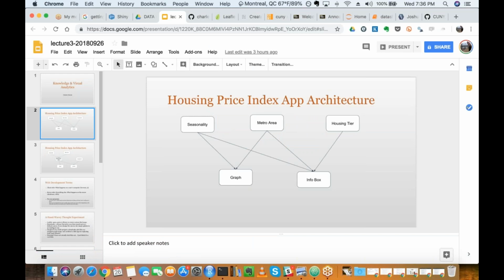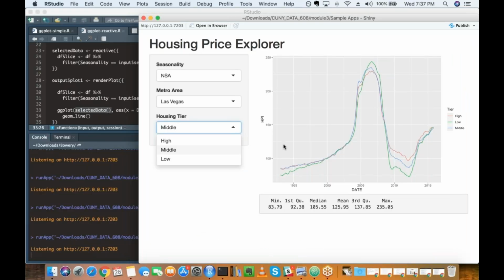Here you could see the architecture of what we're doing in the first app without the reactive code block. All we're doing is the inputs are tied directly to their outputs. I have a graph output, I have an info box output, and I have 3 inputs. You could see housing tier is only affecting this info box, whereas seasonality and metro area are affecting both the graph and info box. And we saw that when looking at the behavior here.